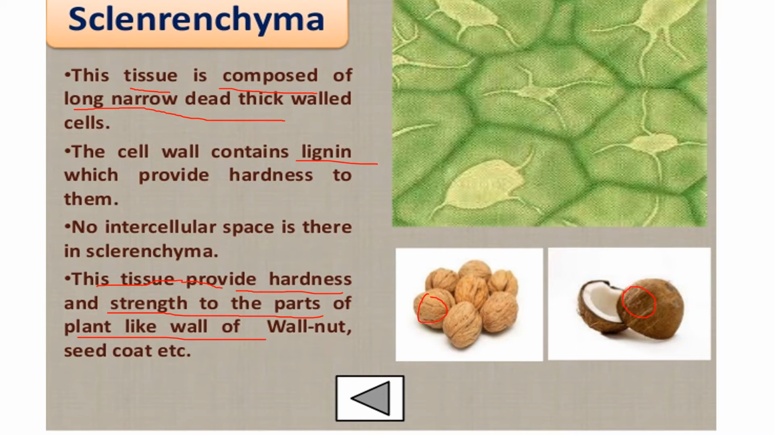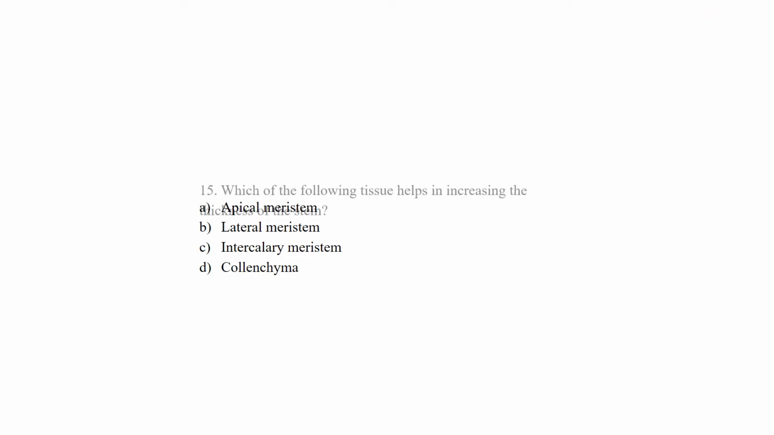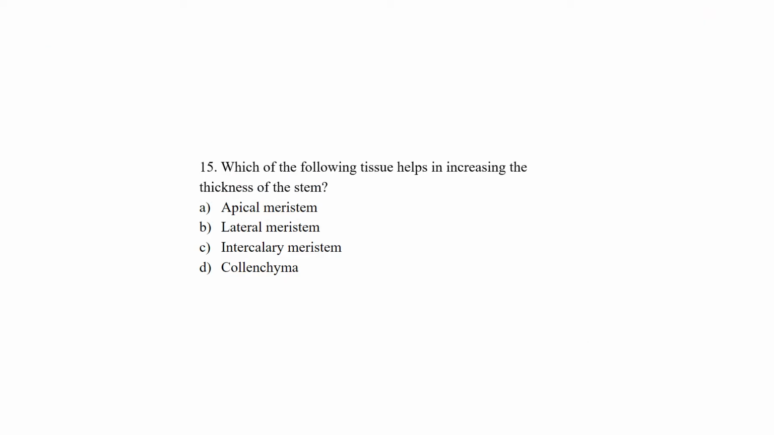So I think this answer is clear to you now, dear students, that the husk of coconut is made up of sclerenchymal tissue. Okay, moving to the next question, question number 15. Which of the following tissues helps in increasing the thickness of the stem? Read the question properly and try to understand it properly, dear students.